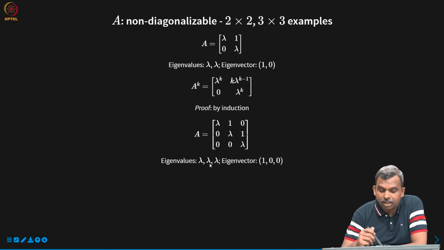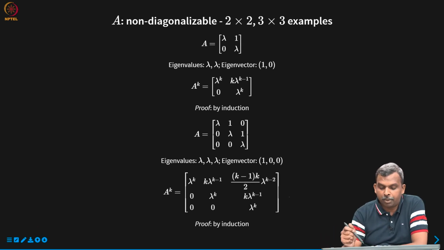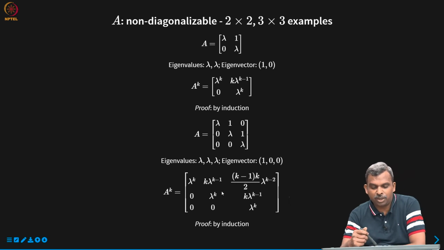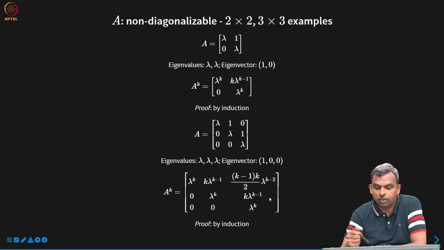Once again there are 3 eigenvalues, an eigenvalue lambda repeated thrice, but there is only one eigenvector. So, there is only 1 0 0, there are no other eigenvectors. Once again if you do a power k here, this is again a proof you can do by induction. You can sort of see how this generalizes from the previous one. You will have lambda power k on the diagonal, and then you will have k lambda power k minus 1 on the first off-diagonal, and then the next one will be k minus 1 into k by 2 times lambda power k minus 2. So, you can see why this is true. You can multiply and check by induction that this will give you the correct formula going forward for A power k.